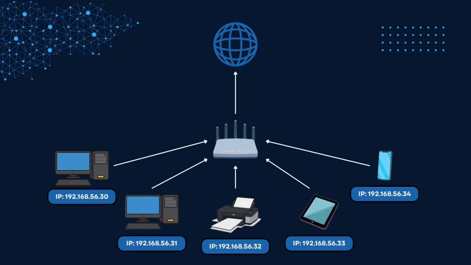An IP address, or Internet Protocol address, is a number assigned to every device connected to the internet. Think of it like a home address for your computer. It tells other devices where to send information. IP addresses serve two main purposes: identifying a device on a network and indicating its location.